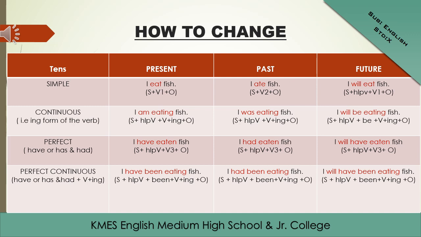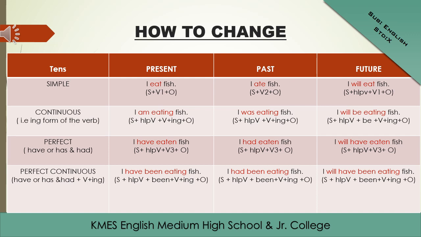Next we have continuous tense. Now always remember, whenever we have continuous tense, we have to use the ing form of the verb. I have taken the same sentence so that it will be easier for you to understand. So I eat fish, when we change it into present continuous, it will become I am eating fish. Here we have added a helping verb, that is am, and we have used the ing form of the verb, that is eat plus ing, which is eating. So this is how we have present continuous tense.